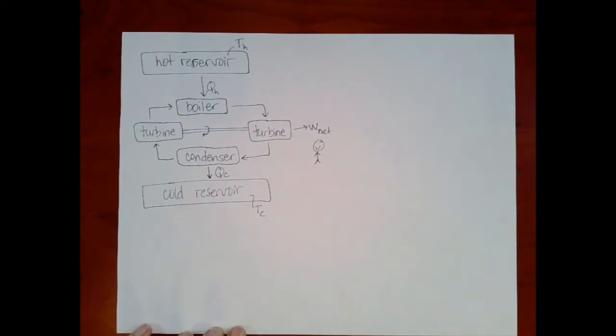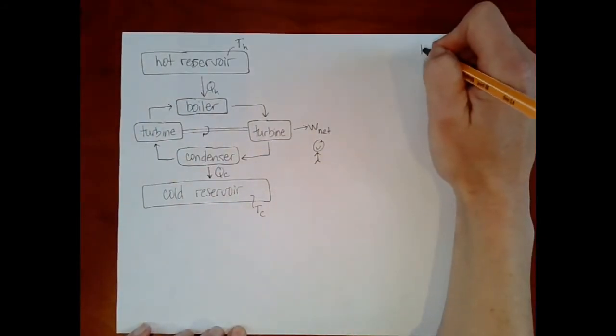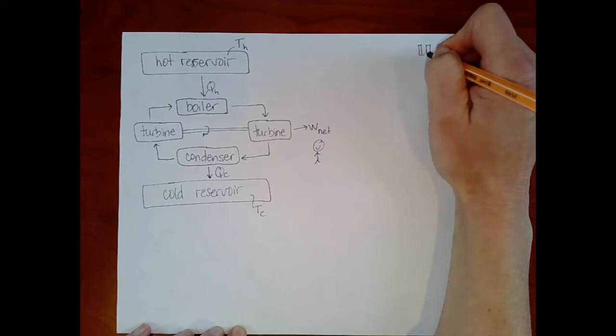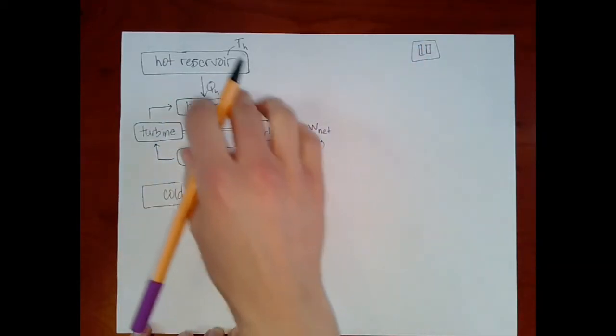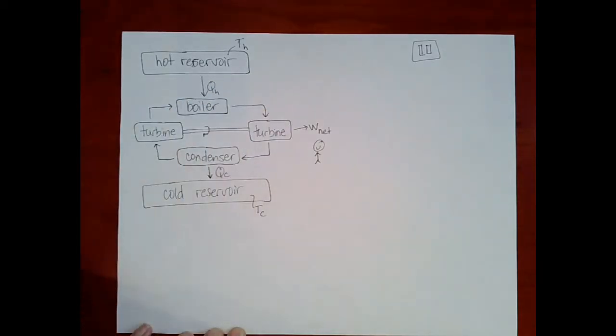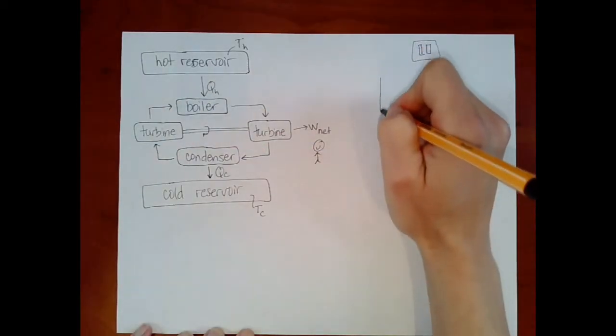Okay, so what I'd like you to do now is pause the video and take these structures of a steam engine and map it on to the Carnot cycle.